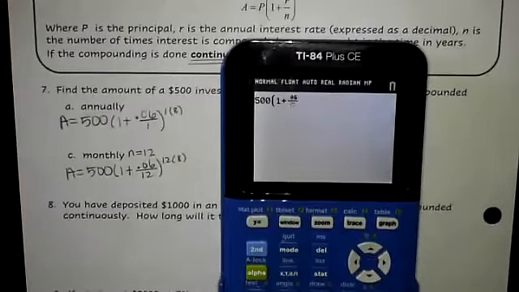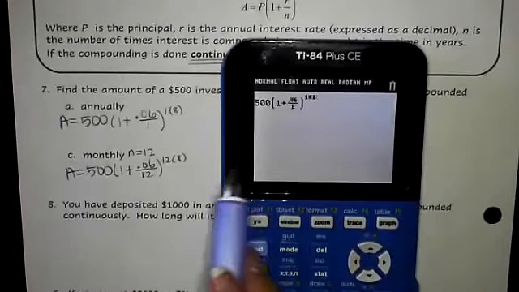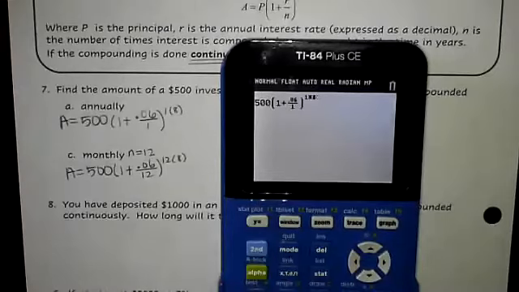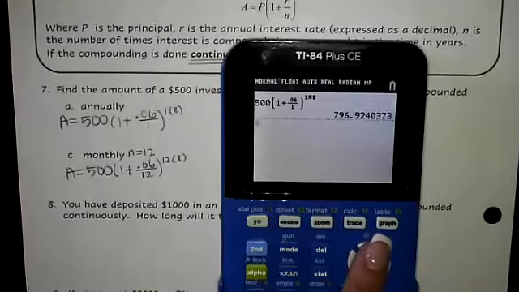0.06 is the rate, 1 is the N, raised to the 1 times 8. Now, if you think about that 1, that just takes you back to the simple formula, which was on the other side. So annually is really that simple interest that we saw on the other side. That gives us $796.92.